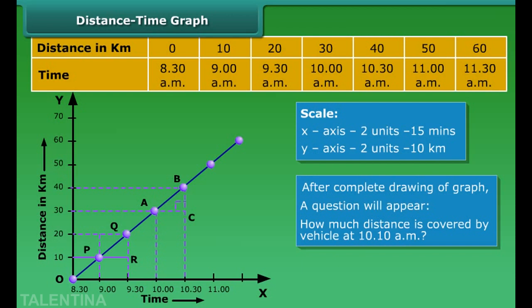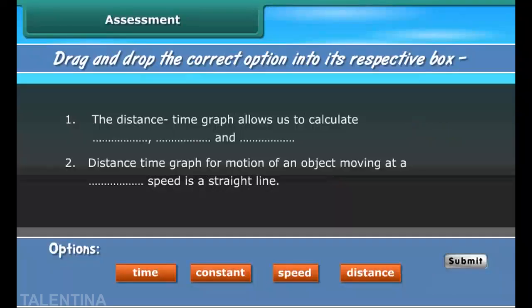We can calculate the time at a particular distance from the starting point. In the same way, we can calculate speed also. Fill in the blanks with the correct answers.